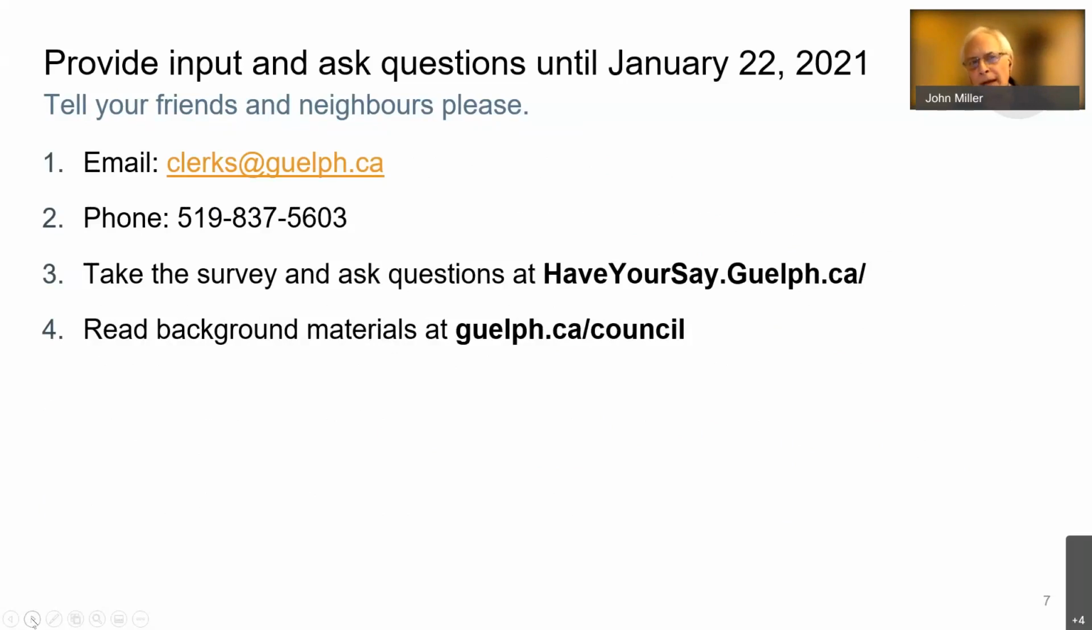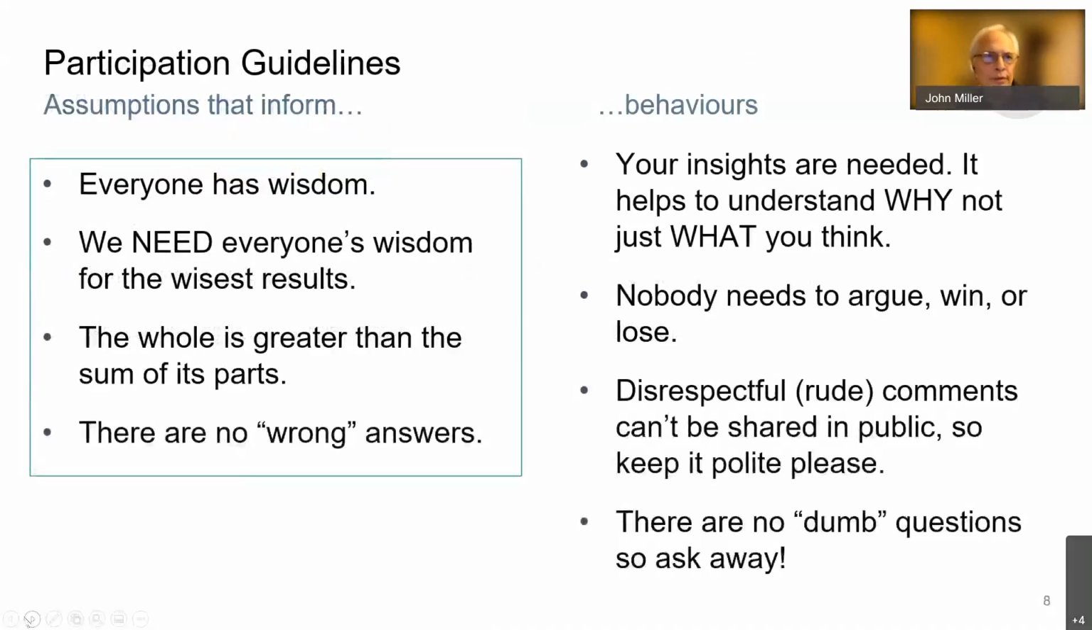There's also the background material. There's a rather helpful background document that can be read. It's on the Have Your Say site, but it's also at guelph.ca/council, which is kind of a landing page. It's a smaller page. It's not as interactive, but it'll point you to the other one.